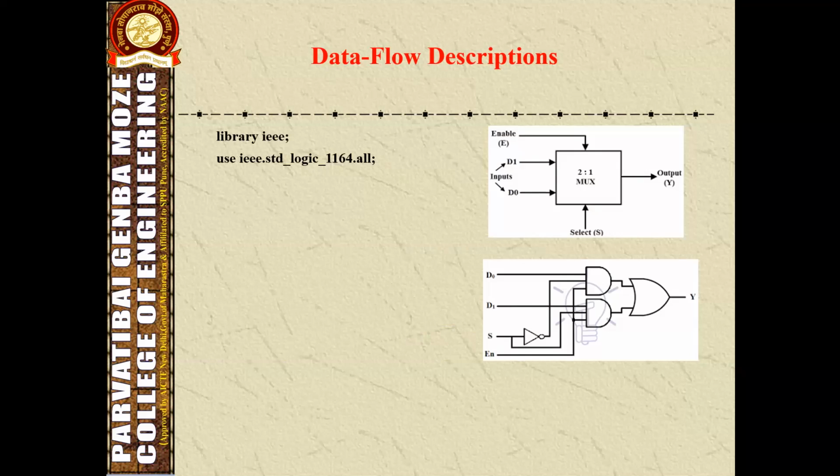The data flow description is one type of hardware description language, and the other types we have already seen in the previous lecture: behavioral, structural, based mainly on gate level and switch level, mixed type and mixed language.